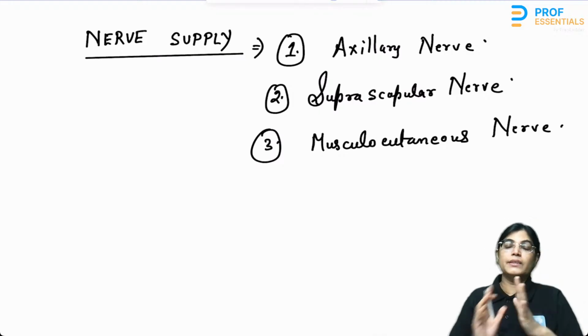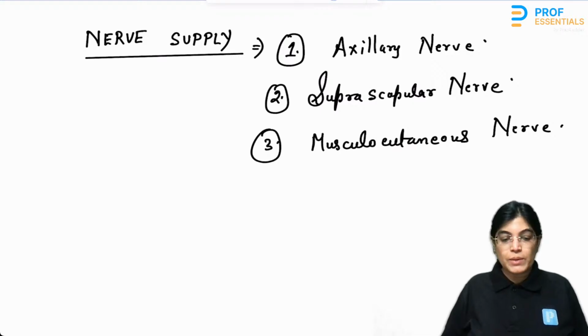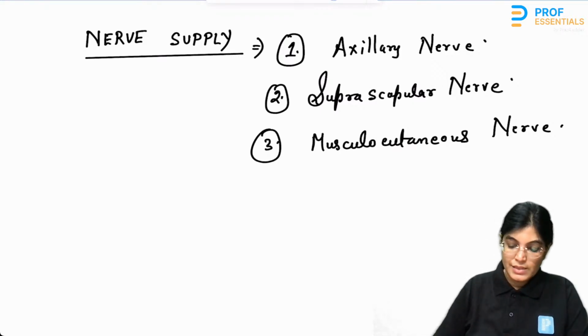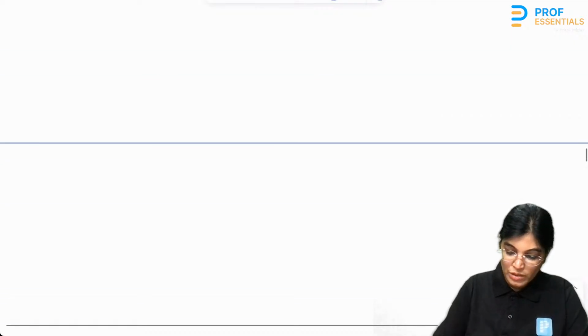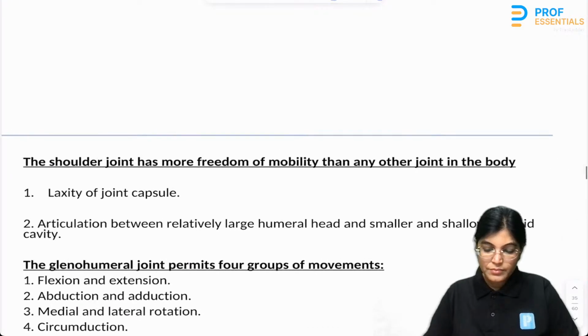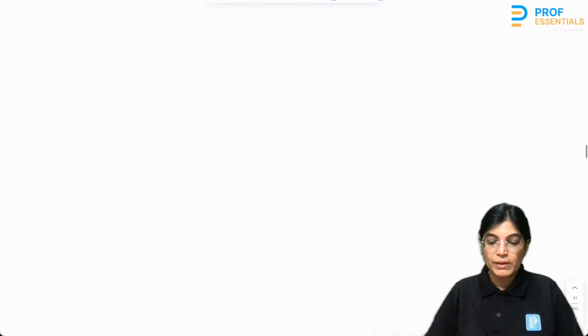So we have now completed all the ligaments, all the bursas, arterial supply, nerve supply, and relations. Factors maintaining shoulder joint stability are important. Then we will move on to the movements. Before that, let's draw a labeled diagram showing the relations of the shoulder joint. After that, we will talk about the stability and then the movement.